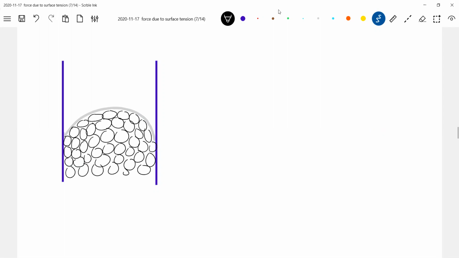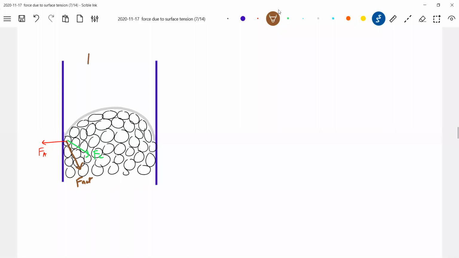No, here the cohesive force will dominate the adhesive force. So how is the adhesive force? The adhesive force will be in this direction. And what about the cohesive force? The cohesive force will be somewhere in this direction. And the resultant force will act near the net force.